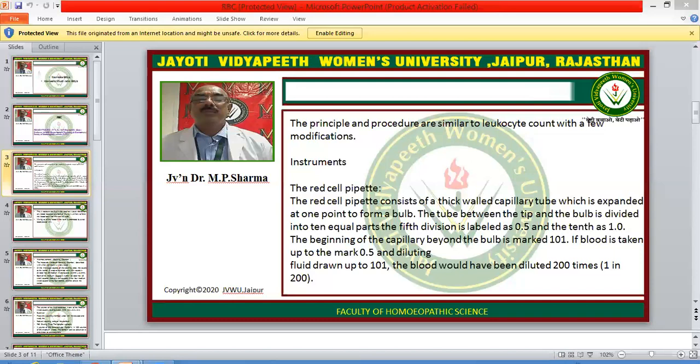The dilution is 1 in 200. Cells in 1 cubic millimeter of undiluted blood is equal to 50 into 200 C. That means it is approximately 10,000 C.